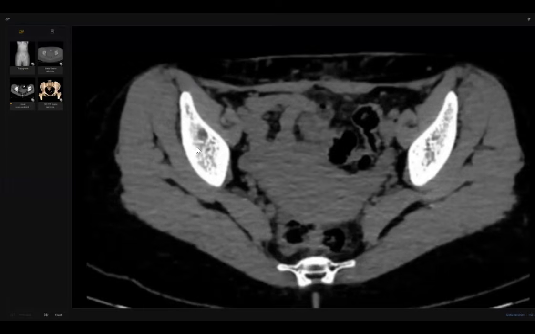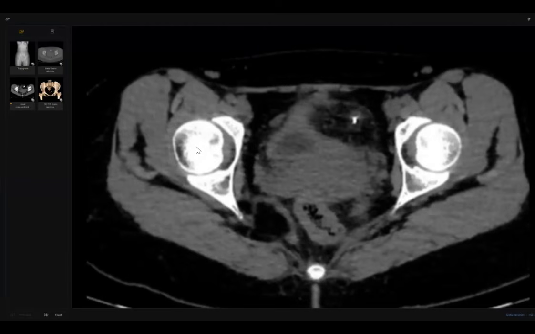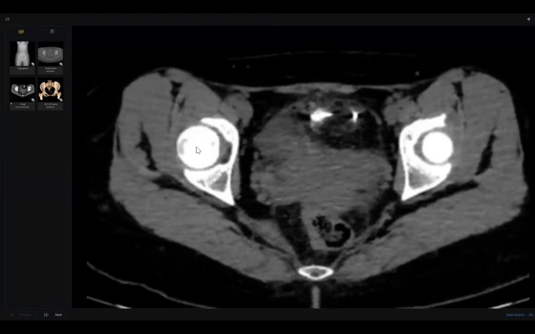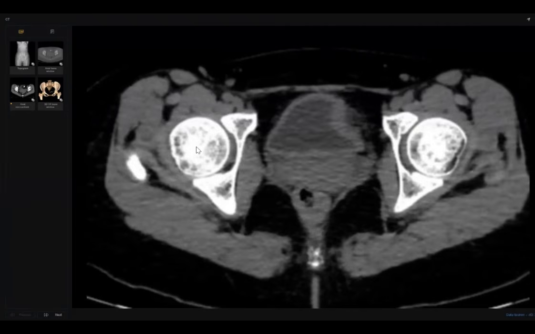Yes, sir. I think it is not inside the uterus. It has perforated the uterus, and it is now lying in the peritoneal cavity.